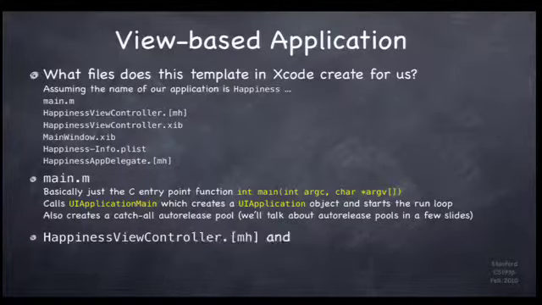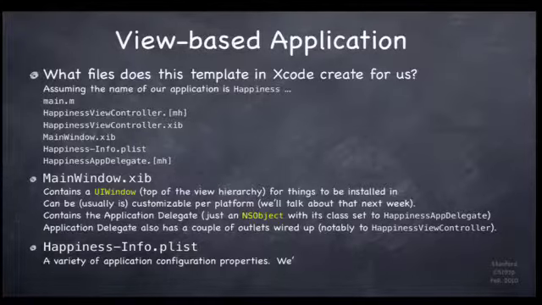All right, HappinessViewController .m, .h, and .xib. Hopefully by now you know what that is, right? That's your controller. The view-based application template in Xcode creates a controller. The window-based application template does not. And we're going to be doing the second one today.